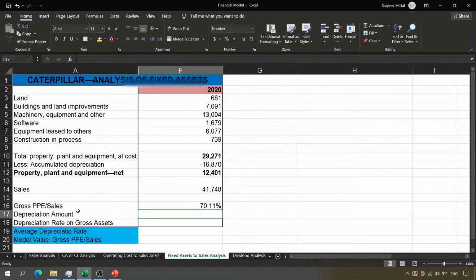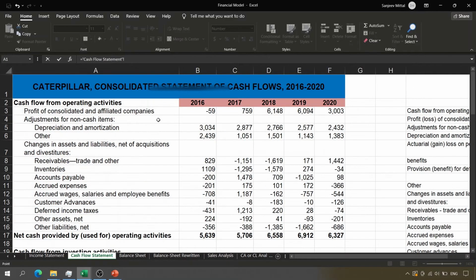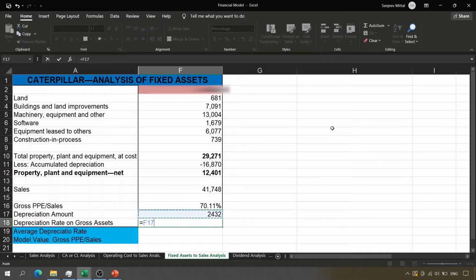After that, we need to provide our depreciation amount, and we shall go to our cash flow statement for finding our depreciation. And for the year 2020, the depreciation is 2,432. I have also written the depreciation rate on gross assets. So one thing which we need to understand at this moment, that there are two categories or two kinds of assets. One category of assets are depreciable assets and another is non-depreciable assets.